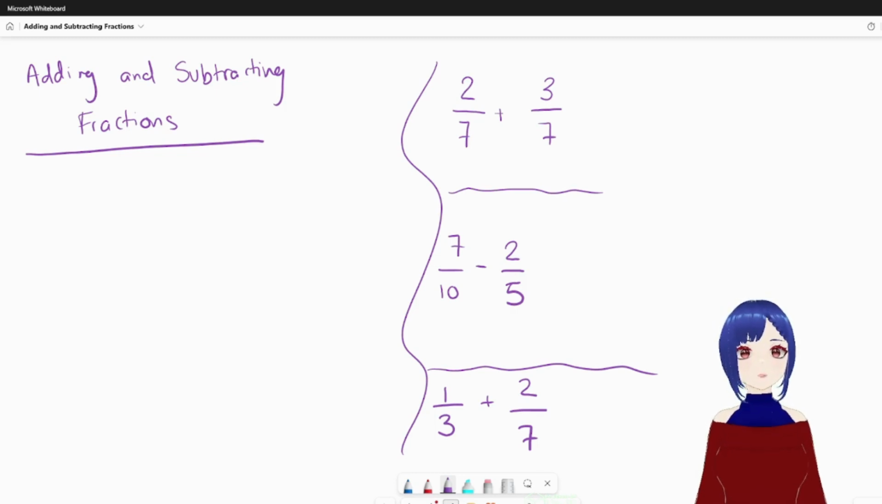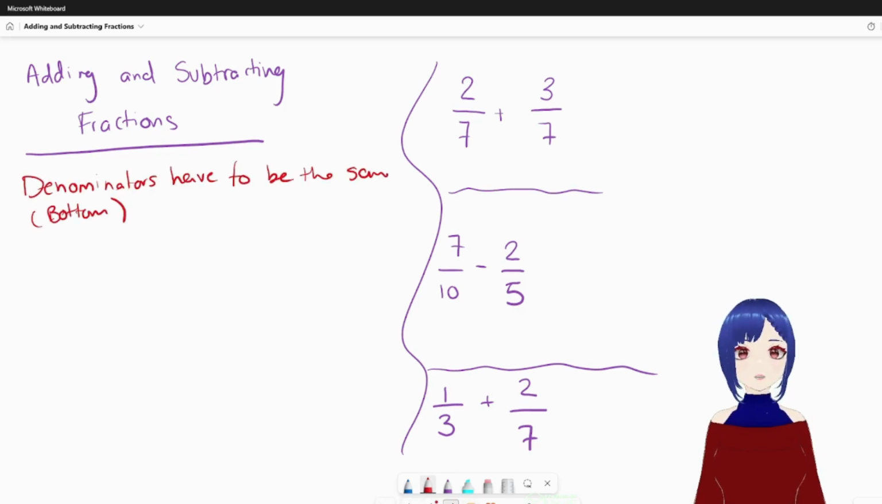To do adding and subtracting fractions, we do need to make sure that the denominator, at the bottom of the fraction, is the same for both, because in order to combine fractions, we have to have the same type of fraction. So, denominators have to be the same. If they aren't the same, then we will have to make them the same using multiplication. And when we multiply, we have to multiply the top and bottom by the same number.